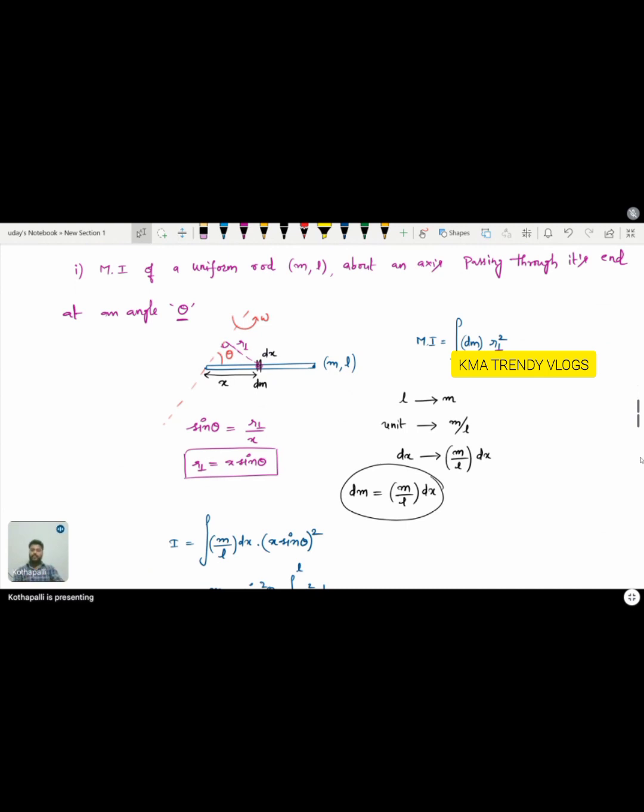So that is how we approached the perpendicular distance, how we calculated dm, and then how we substituted in this condition and how we integrated.